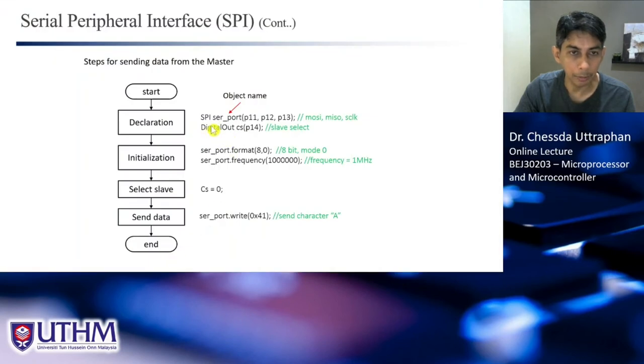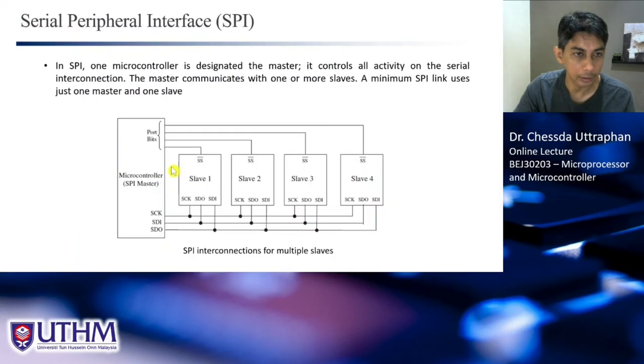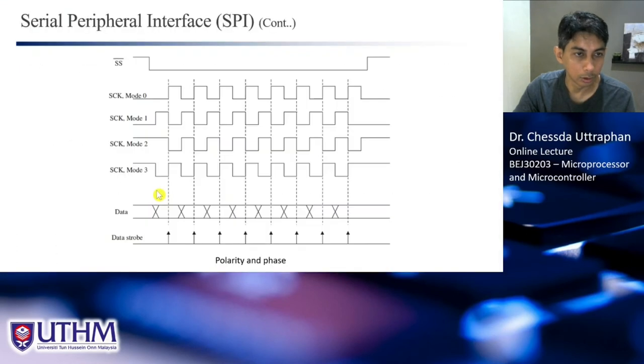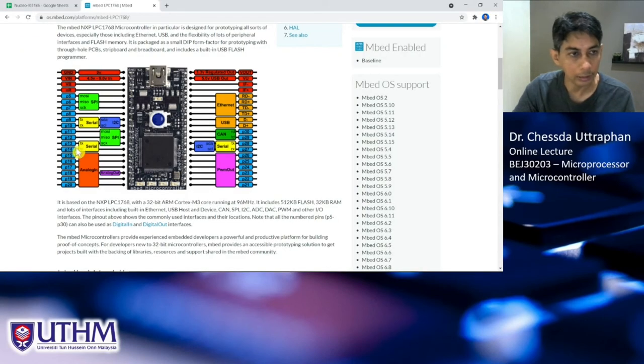And we need to remember also, we need to have the slave select, or in this case, we call it CS, chip select, same thing. This is not in here, so it depends on us, the designer, to choose which pin we want to use for chip select. So where is chip select? Chip select is this line. We can use a digital out to be set for the chip select. In this one, use P14, for the chip select.